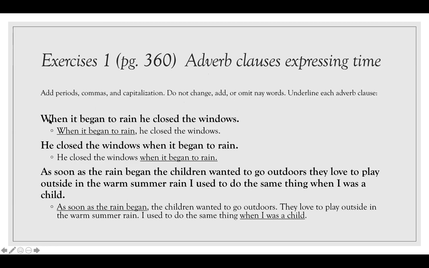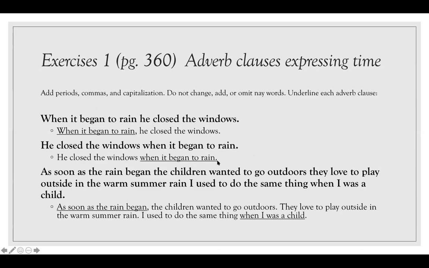So: when it began to rain, he closed the windows. We have the adverb clause here. It's at the beginning, expressing time: when it began to rain. Because it's at the beginning, we know that a comma follows, and we underline our adverb clause. When it began to rain, comma, he closed the windows. He closed the windows when it began to rain. In this case, it's in another position, at the end, and because it's at the end, there is no comma, and we underline "when it began to rain."